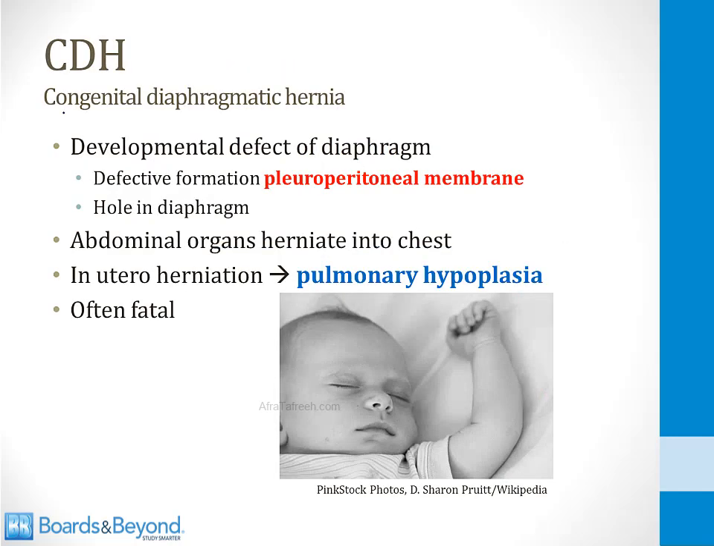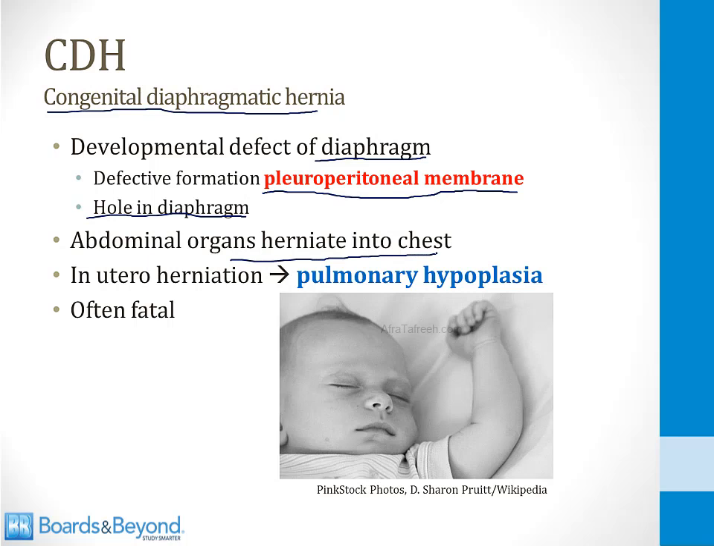The last thing I'll discuss in this module is a congenital diaphragmatic hernia. This is a developmental defect of the diaphragm. This occurs when there is in utero defective formation of something called the pleuroperitoneal membrane. This is a membrane that is supposed to seal so that you have a normal and complete diaphragm. If it doesn't form properly, there will be a hole in the diaphragm and abdominal organs will herniate into the chest. This is different from a hiatal hernia.